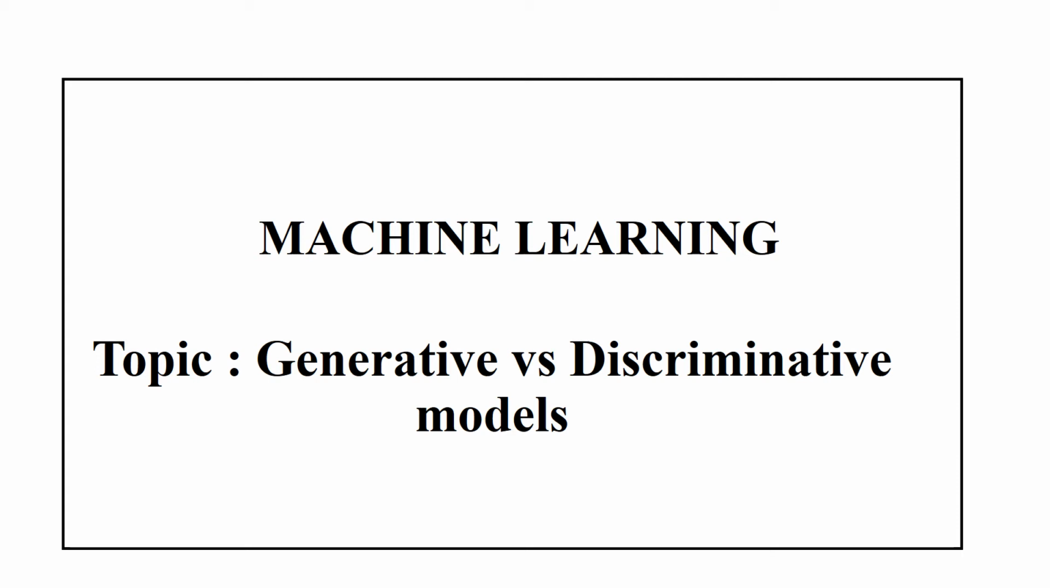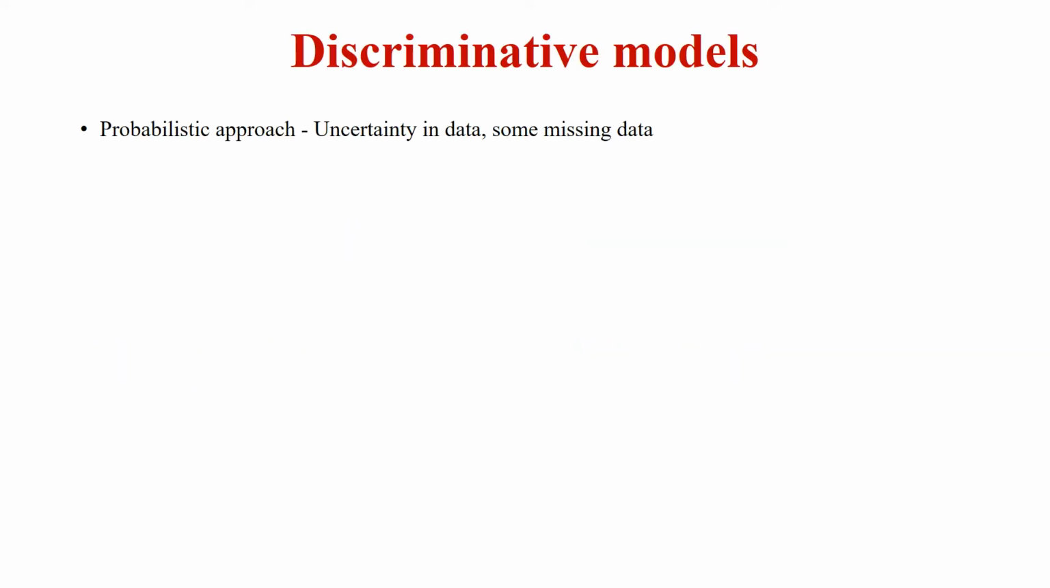Hello everyone. In this video, we are going to learn about the probabilistic generative models and probabilistic discriminative models. Why do we call them a probabilistic approach? There is some uncertainty in the data and there is some data which is missing. So that is the name. We say it's a probabilistic approach.